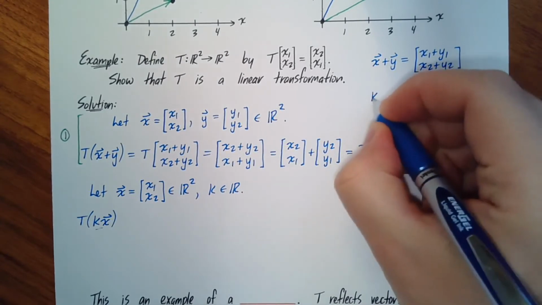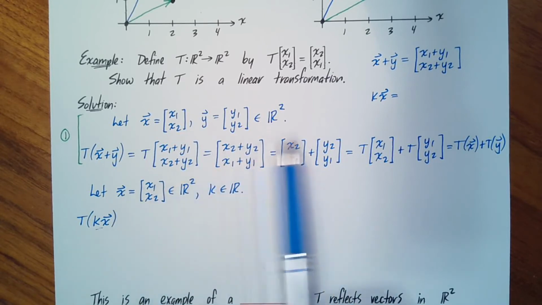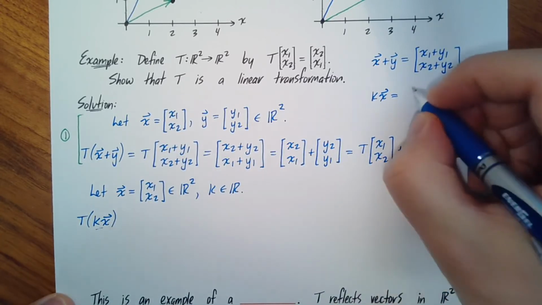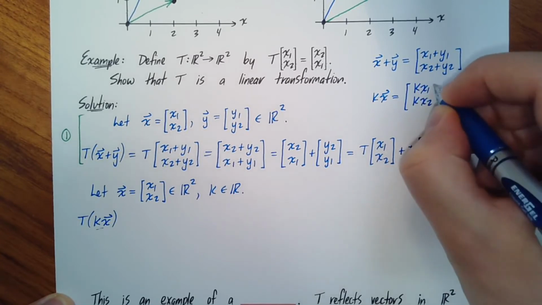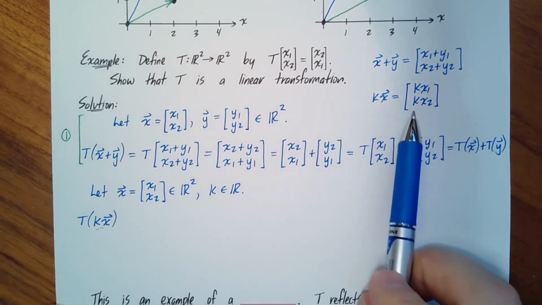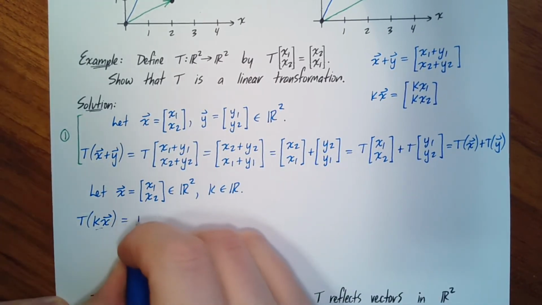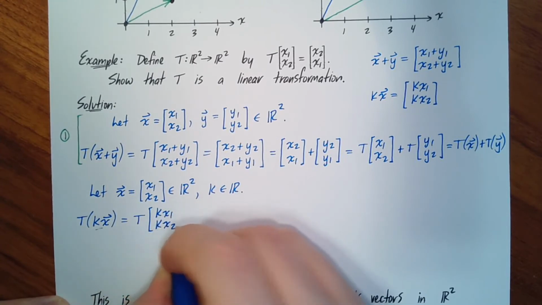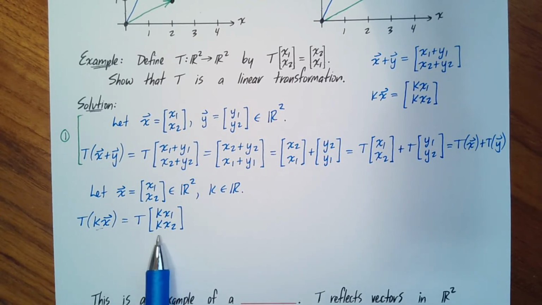So got some space over here. Remember, kx, that's just a scalar product of the vector x by the scalar k. So it's just going to have the effect of multiplying both of those coordinates by k. So we're going to get kx1 and kx2. So that is our kx. So this next step is just going to look like T of kx1, kx2. So all we did is change notation really there. Nothing major happened. We didn't really do any work.